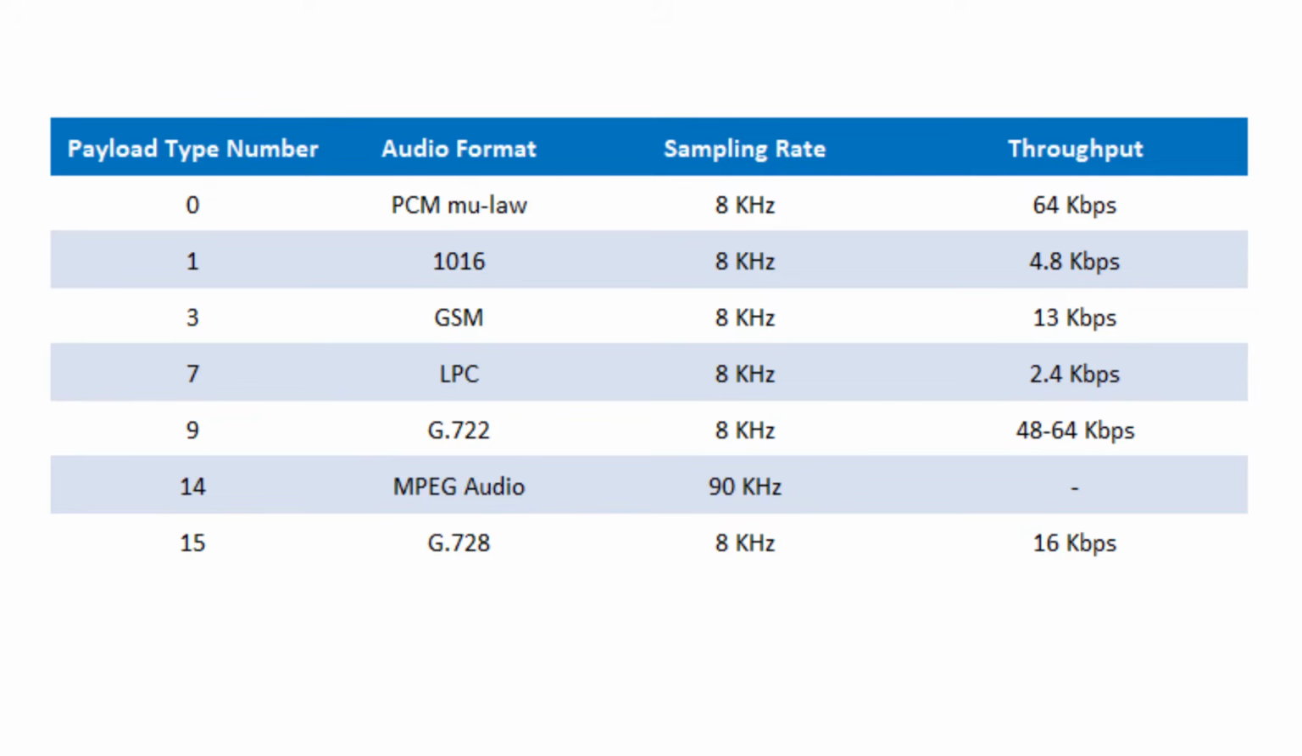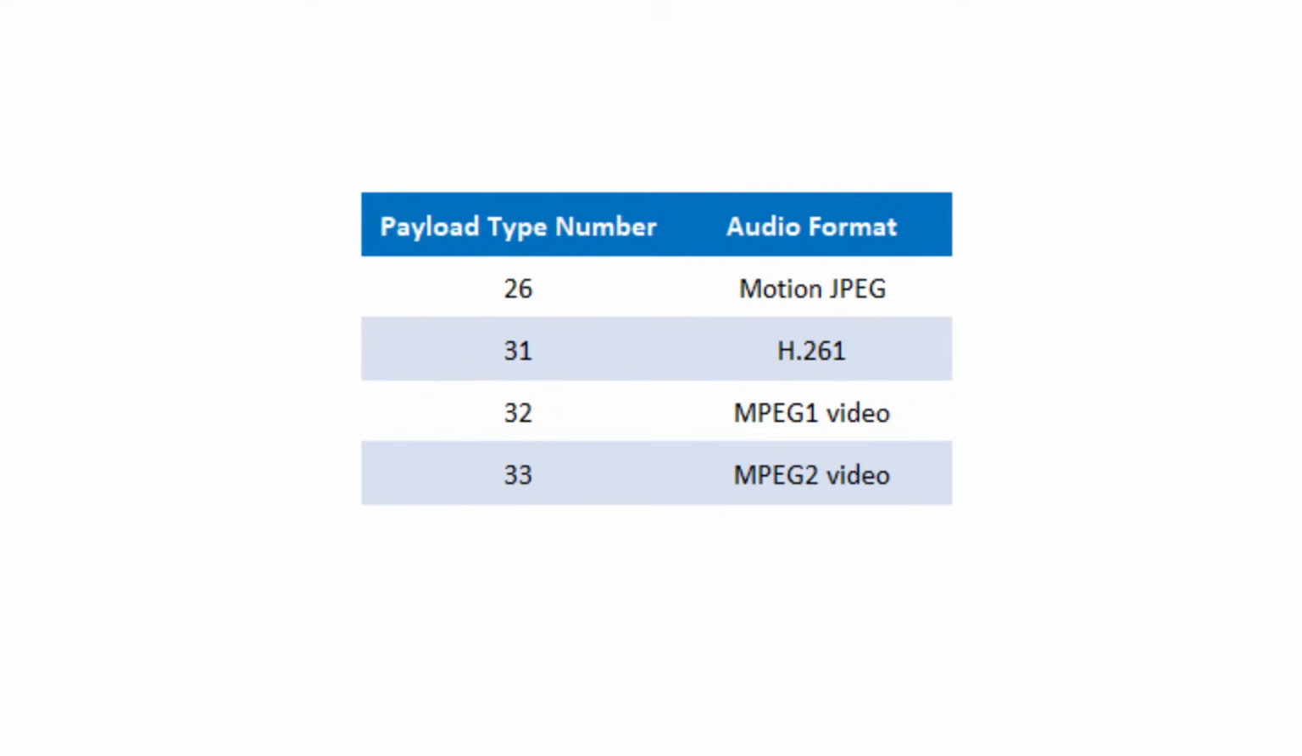The sender may want to change the encoding in order to increase the audio quality, or to decrease the RTP stream bit rate. For a video stream, the payload type can be used to indicate the type of video encoding. Again, the sender can change video encoding on the fly during a session.